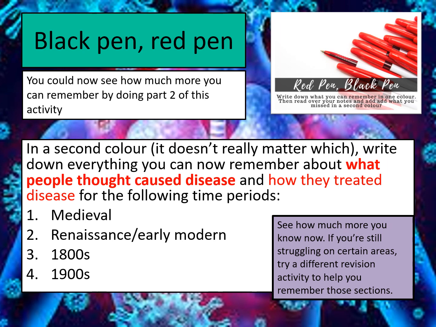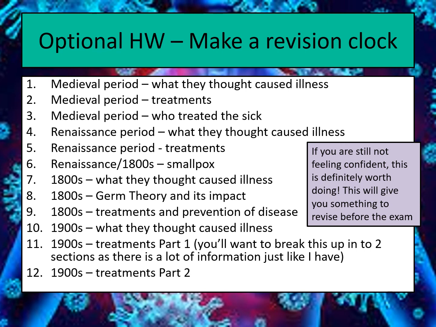It might be that you do things like revising using your flashcards from your short answer test, or it might be that you make a revision clock, which I'll talk about on this next slide. So here, this is something you absolutely don't have to do, but it is a wise activity to make a revision clock. And I've broken this down into 12 different sections so that you've got one for each section of your clock. So you can see the medieval period is then broken down into 3 different areas, and this goes with what's on the slides in this PowerPoint, and then the same for the other periods as well.